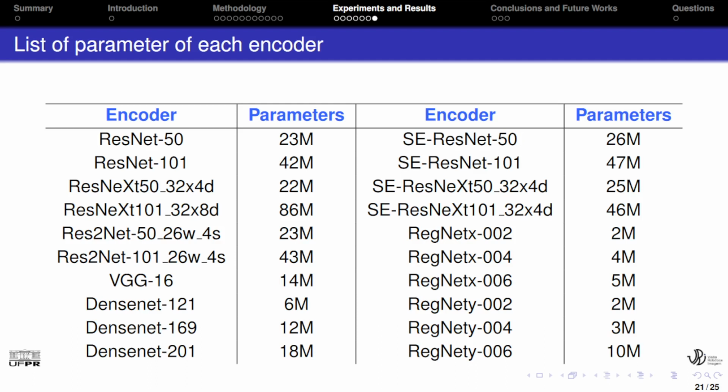Here we present a table with the number of parameters of each encoder in millions of parameters. As presented before, small networks like RegNets achieve close results to the deepest encoders. This is an important result since small networks use a small amount of memory to execute and use less time in the training step.